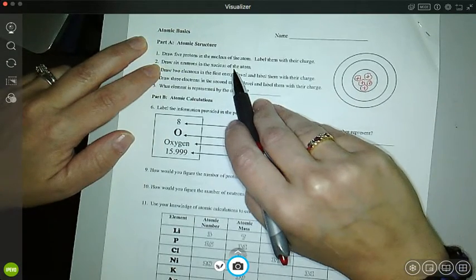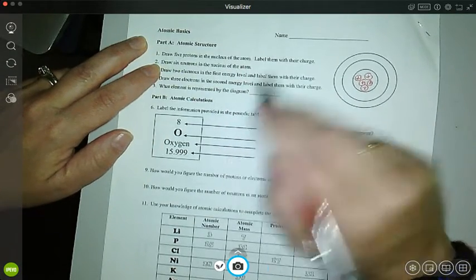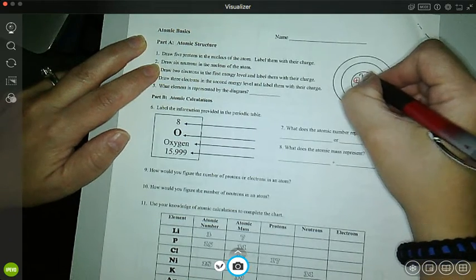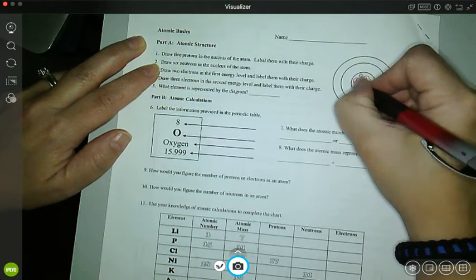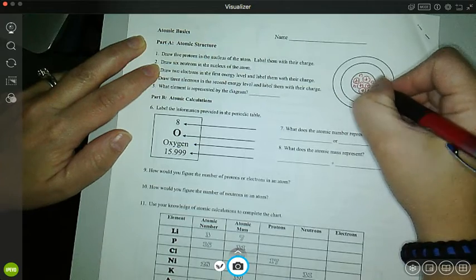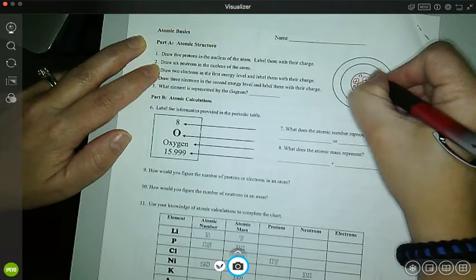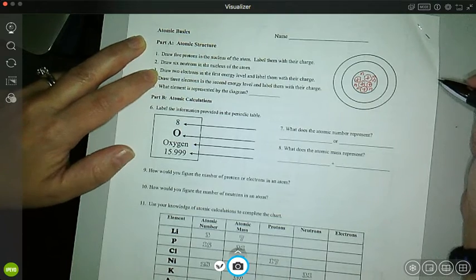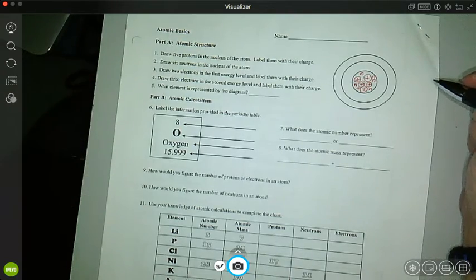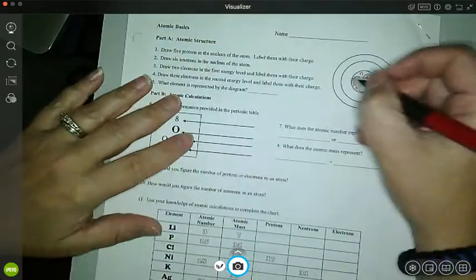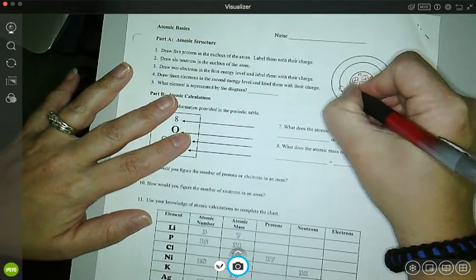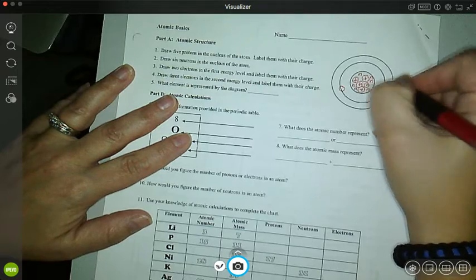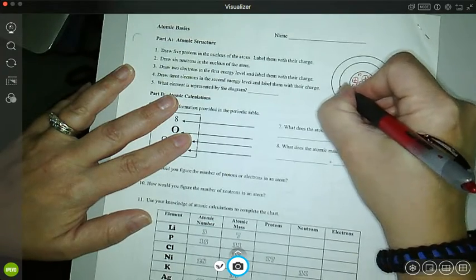Draw 6 neutrons in the nucleus of the atom. So how could I do that? I could put an N. Okay. Draw 2 electrons in the first energy level and label them with their charge. So this is the first energy level. How can I do an electron? Say it louder. A negative.